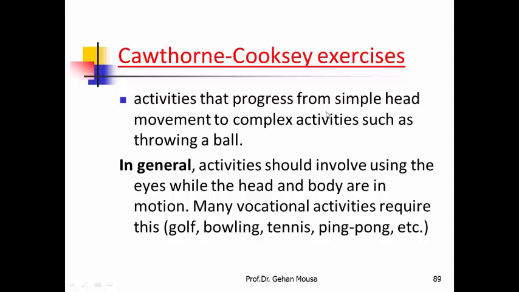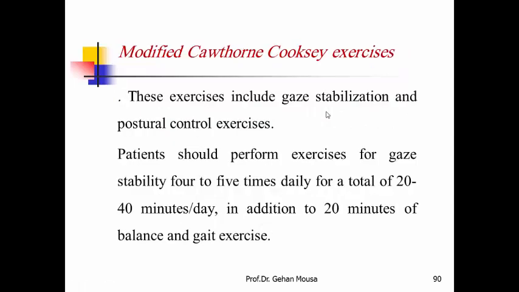Then graduate to the trunk, upper limbs, and activities using the upper limbs, like throwing a ball, and during walking. Cawthorne-Cooksey exercises may be modified by combining two exercises with each other: Cawthorne-Cooksey exercise and gaze stabilization exercise.